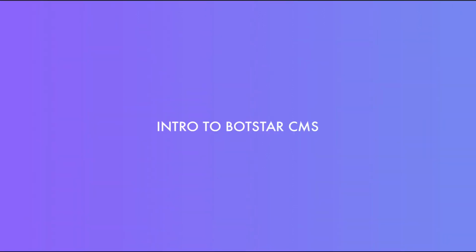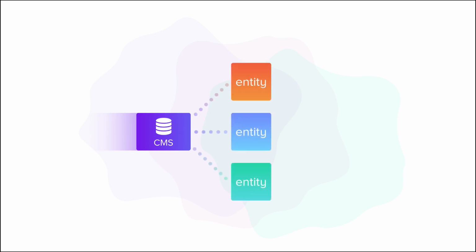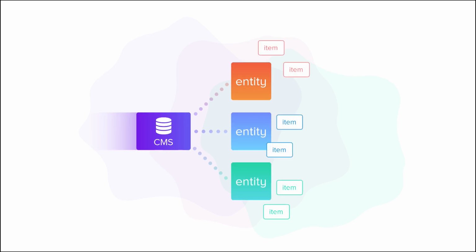Intro to BotStar CMS. The CMS, Content Management System, is one of BotStar's special features, which is used to create and manage dynamic content. CMS is made up of entities and items. An entity is a top-level container for all the content and is a set of items that have the same attributes.